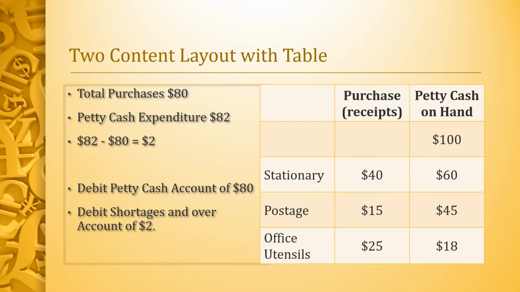In this scenario, we have to debit the petty cash account for $80 and the cash shortage and overage account for $2, as this shortage is now recorded as an expense incurred. At the same time, we have to credit the cash account for $82 to balance the journal ledger.